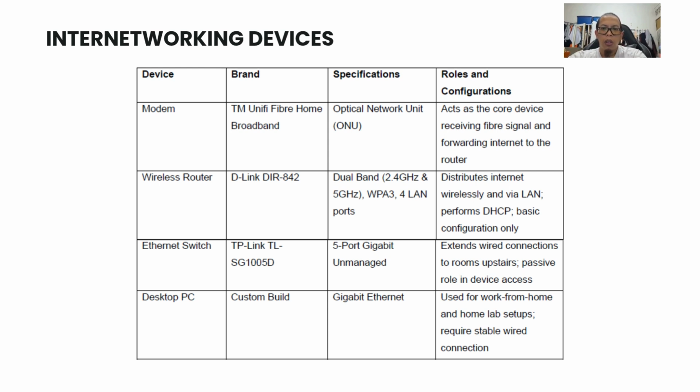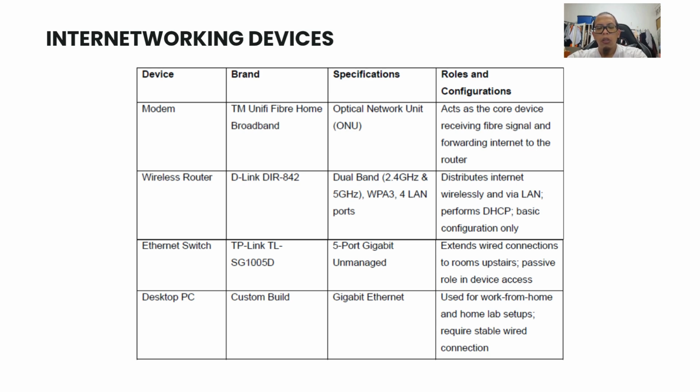Okay, for internetworking devices, there are 6 devices involved in this home network. The first one is the modem. Brand is TM Unifi Fiber Home Broadband. Specification is Optical Network Unit, ONU. Role configuration is to act as the core device receiving fiber signal and forwarding internet to the router.